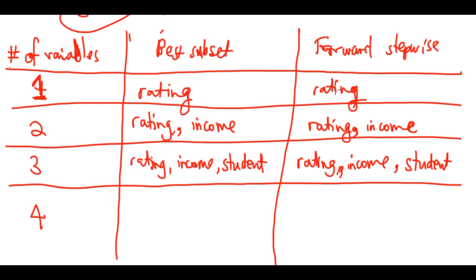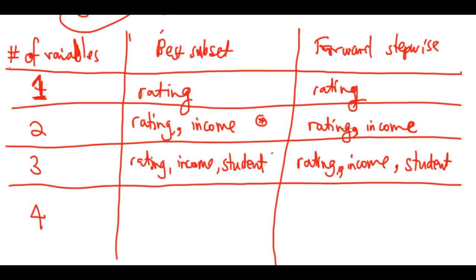That is the best one for 1. And then for number 2, it's going to say, okay, I already have rating. I'm going to add income. But for best subset, it said from scratch, all possible ones with 2 variables. And then it chose those ones. And then for variable number 3, best that have 3 variables. All of them, any combination I can come up with 3 variables. Which one is going to be the best of those? And then it came up with this.